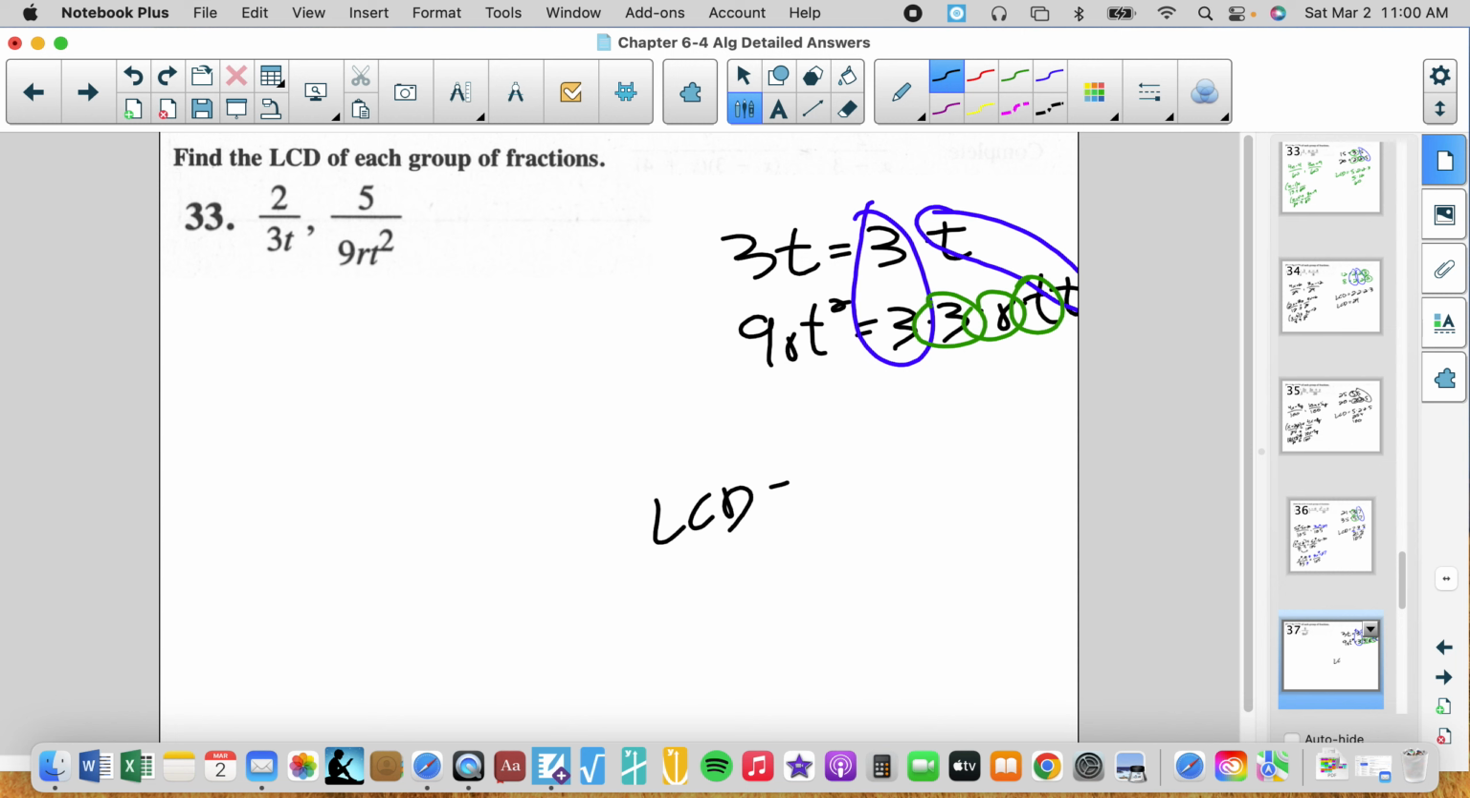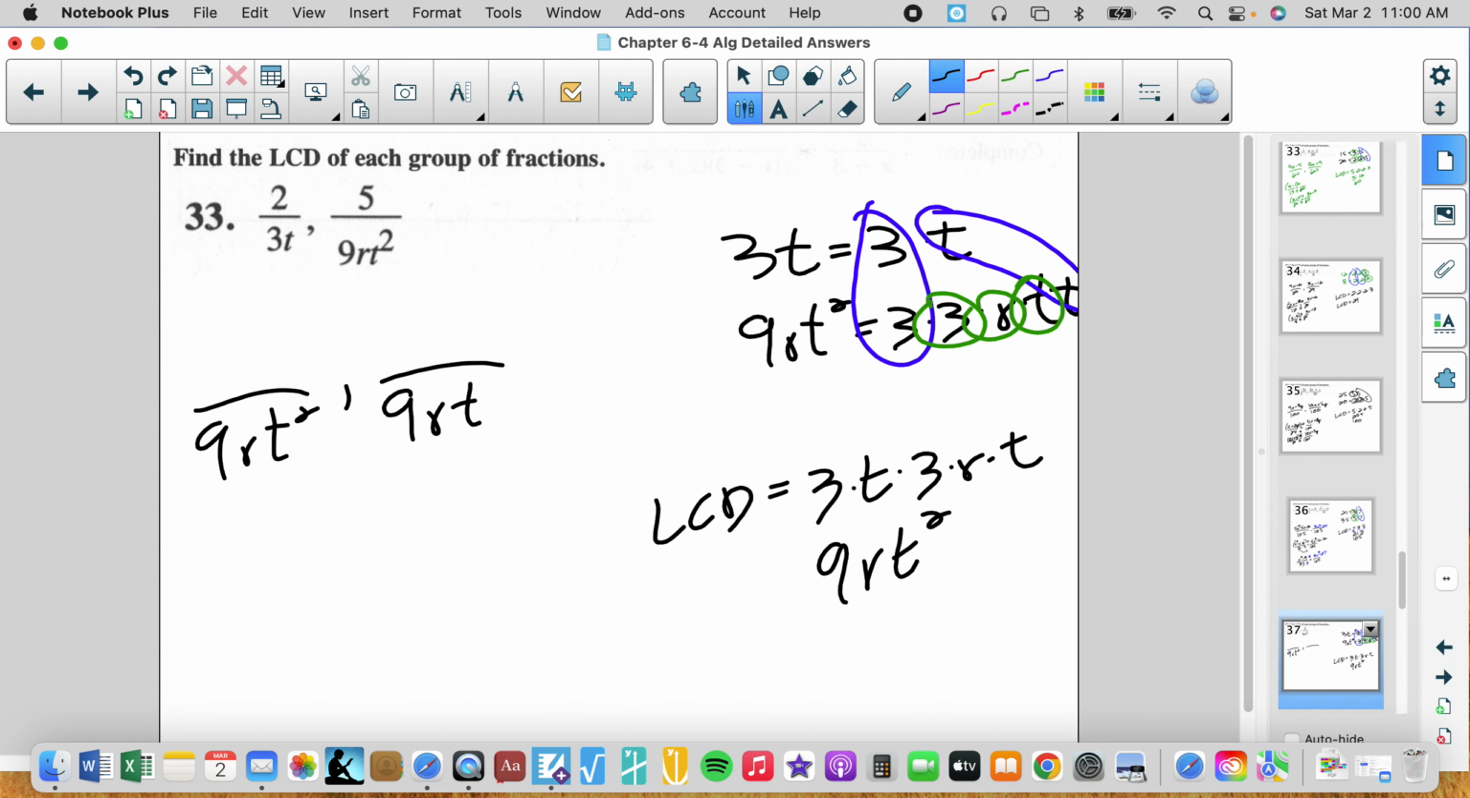So the LCD is going to be what they have in common times their leftovers. So that gives me 9rt squared. My other term right there is 9rt squared. We already know that that's going to be the same. And so the only one we have to convert is that first one.